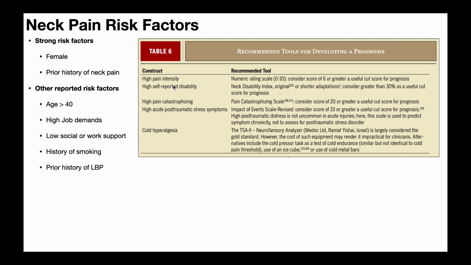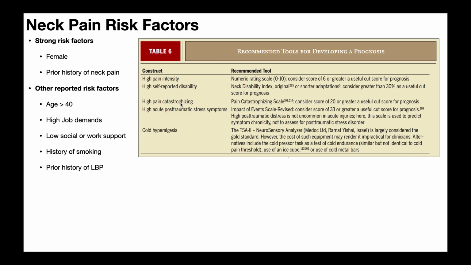Then we have high self-reported disability. When it comes to neck pain, the most common one that's used is the Neck Disability Index, or the NDI, which remember is a variation of the Oswestry, which is used for low back pain. So this one, we consider a score greater than 30% as a cutoff score for a bad prognosis. So on the NDI, if the score is greater than 30, it's a poor prognosis.